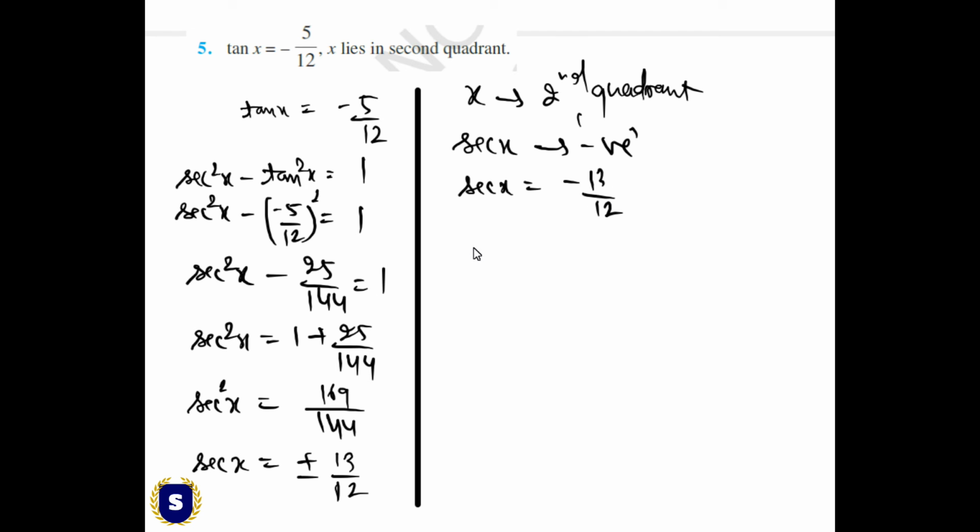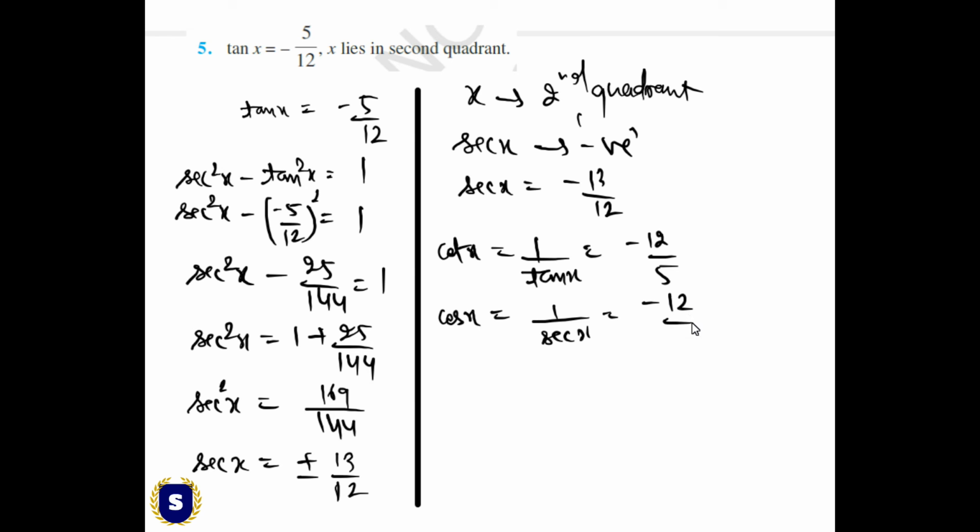Okay, you can consider the reciprocals now. The reciprocal of tan x is cot x. So cot x is equal to 1 by tan x, which is equal to minus 12 by 5. Then cos x is equal to 1 by sec x, which is equal to minus 12 by 13.